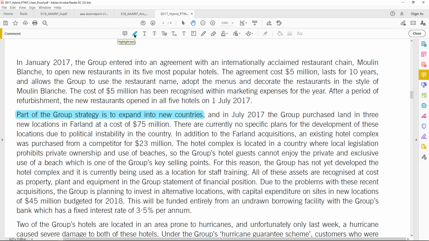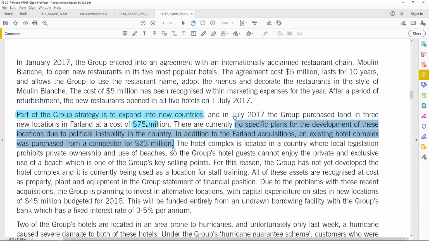In July 2017, the group purchased land in 3 countries with how much amount? $75 million. So they purchased land in 3 countries for $75 million. So that's quite a significant amount. One, there are currently no specific plans for the development of these locations due to political instability in the country. In addition, the farmland acquisition and an existing hotel complex was purchased for $23 million.